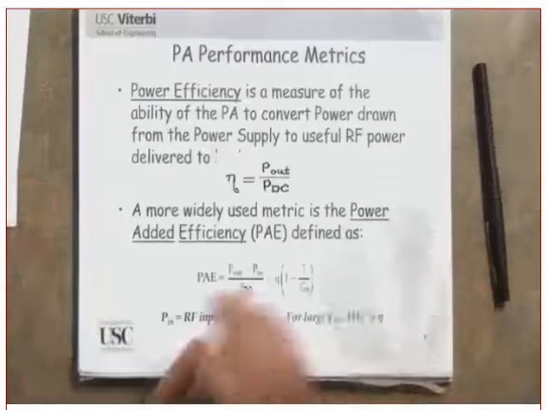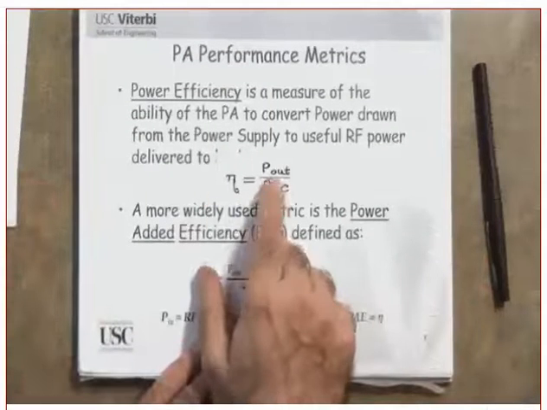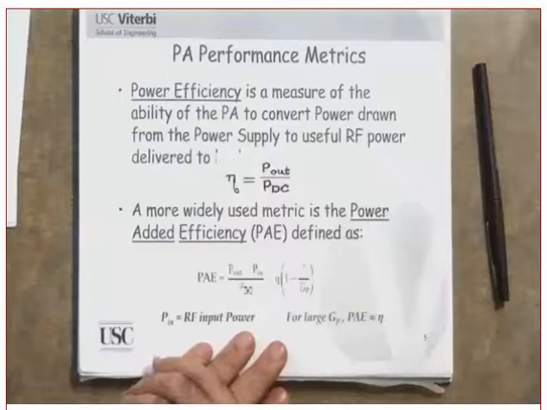The parameters of interest that we defined last time, the power efficiency, which is the ratio of the RF power divided by the DC power.